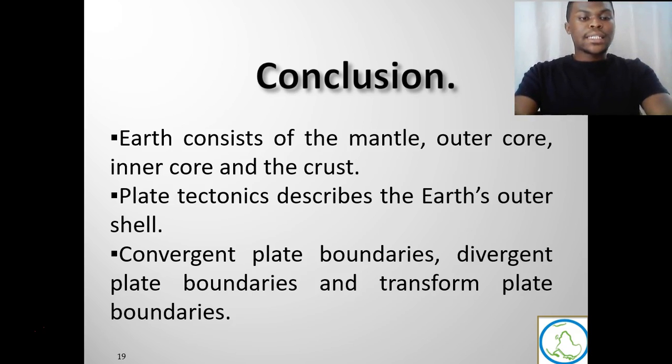And in conclusion, the Earth consists of the mantle, the outer core, the inner core, and the crust. And plate tectonics describe the Earth's outer shell. And we have the convergent plate boundaries, divergent plate boundaries, and transform plate boundaries.